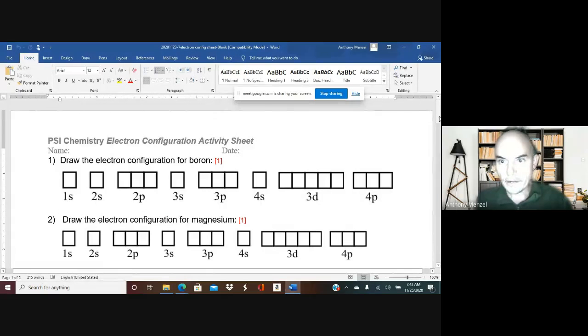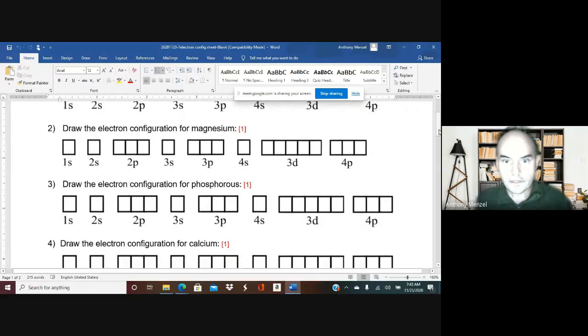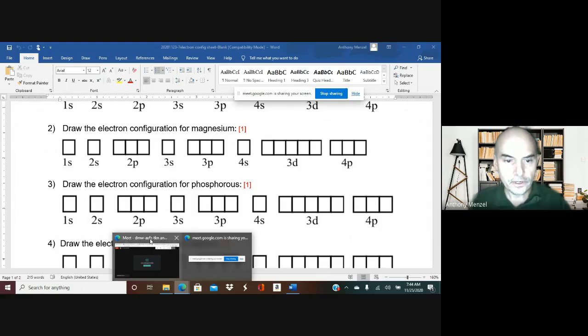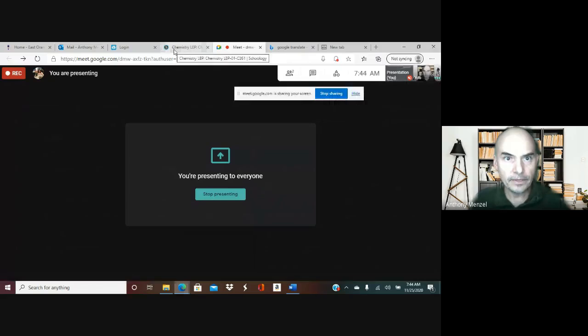So this morning, I'm going to do my best to go over the homework assignment that you had, which was number 3 on the electron configuration sheet. And here we're working with an orbital diagram, and specifically the orbital diagram for phosphorus. So how would we go about working on this orbital diagram?